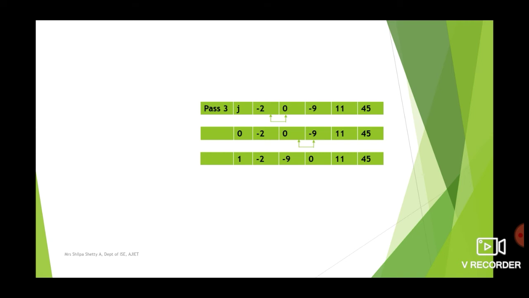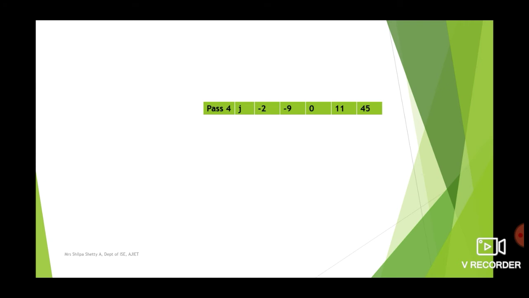So by the end of this pass, the elements of the array are -2, -9, 0, 11, 45, and we know that 0 is the third largest element in the array, and that is already placed in the last but 2 position. So let us go to the next pass now, that is the fourth pass and the last pass of this algorithm. So here, in the last fourth pass, we will have only one comparison, because the largest 3 elements are already positioned in their places.